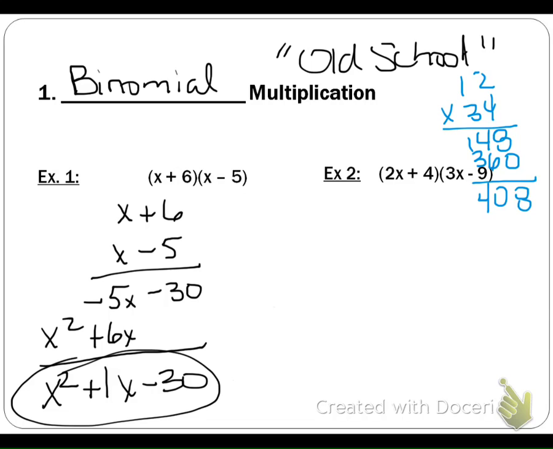I did recopy the original problem, so I had some room to do the second example for you. Alright, for example 2, we have a 2 term times the 2 terms. So I'm going to write the first term, 2x plus 4. And then the second expression is 3x minus 9.